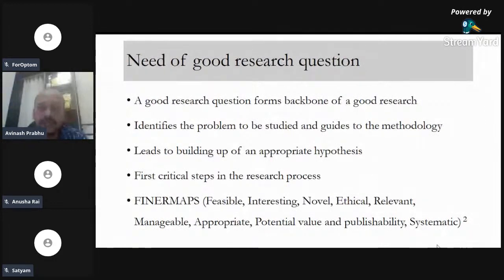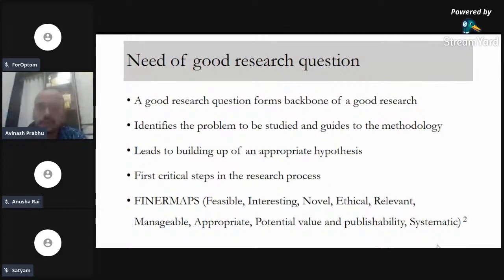Secondly, interesting. The topic which I'm going to select, or which I have already selected, is it interesting? At the end of my research, am I going to add something to the research community, or is it the same thing which has already been done before? So that talks about interesting.